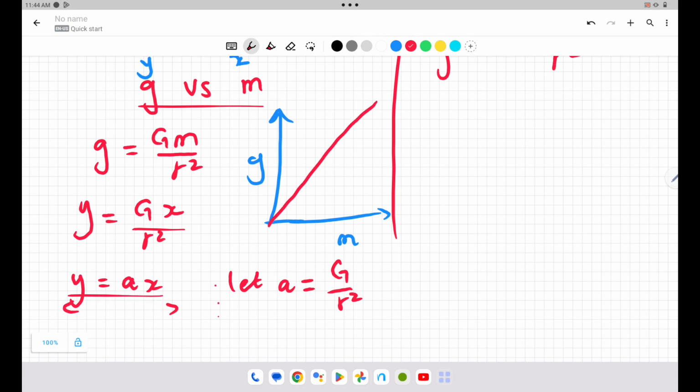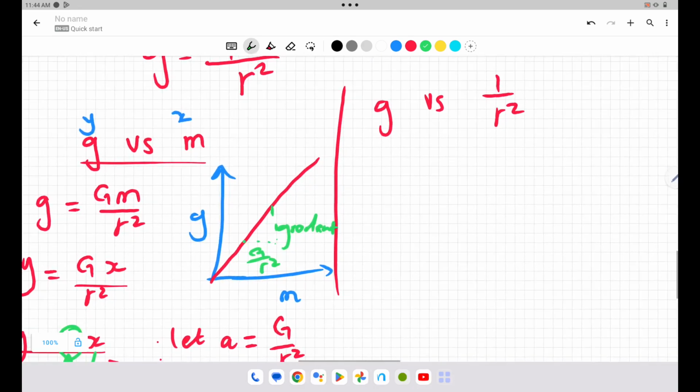There it is. What is the gradient of this graph? The gradient, we can go back from the formula. The gradient is the coefficient of x. It's a. What does a represent? It represents g over r squared. So that is the gradient of the graph.